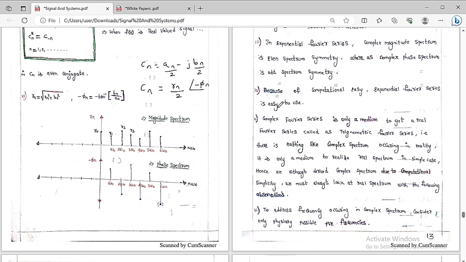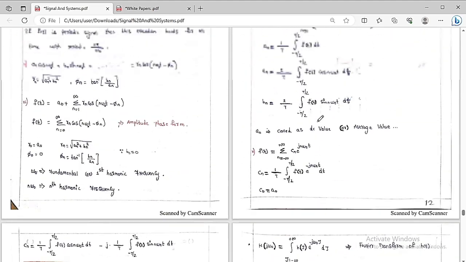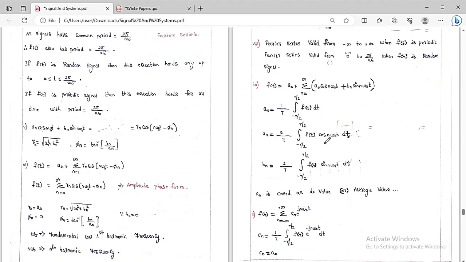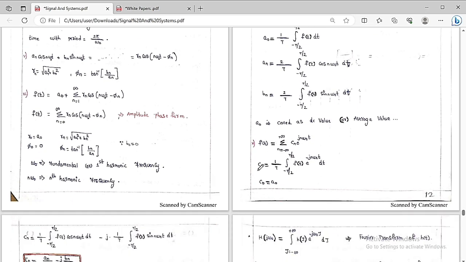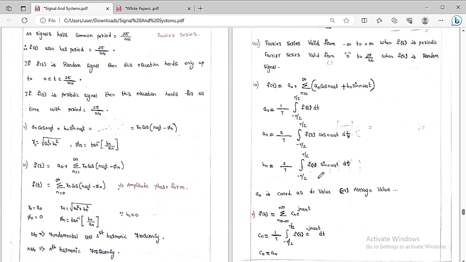The next thing is, because of computational ease, the exponential Fourier series is easy to use. If you want to know which one is easier, here we have to do three integrals to figure out the value of Bn, but here we have to use only one integral to figure out the value of Cn. So this is simple because the computation is less, and this is harder because the computation is very high.